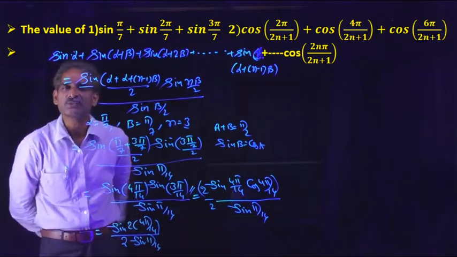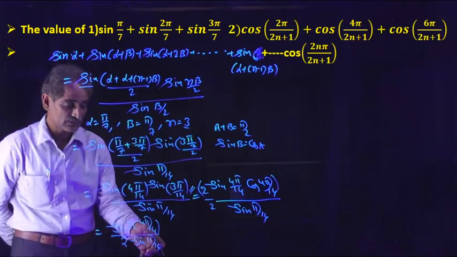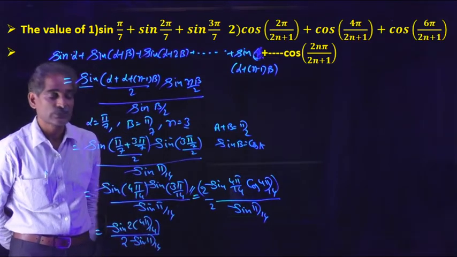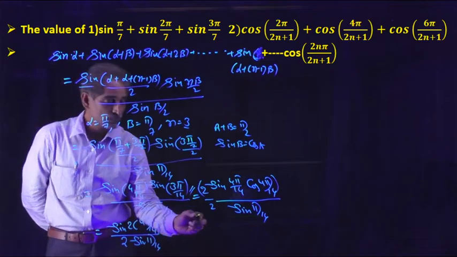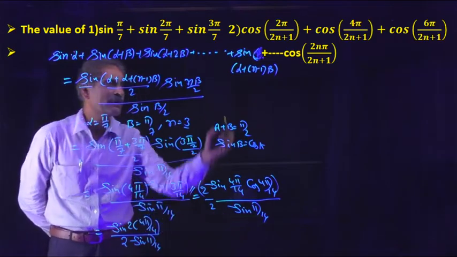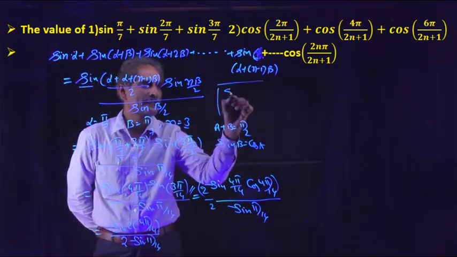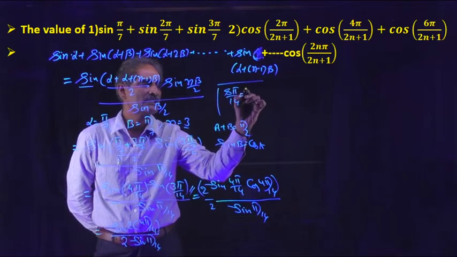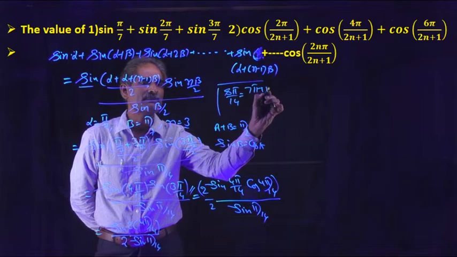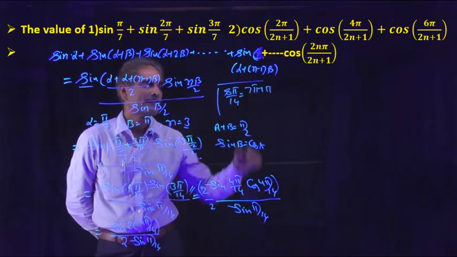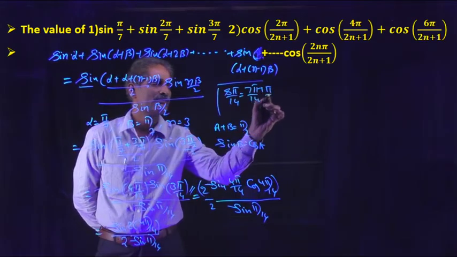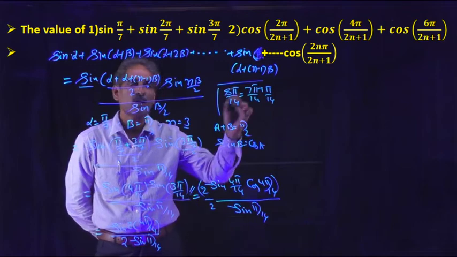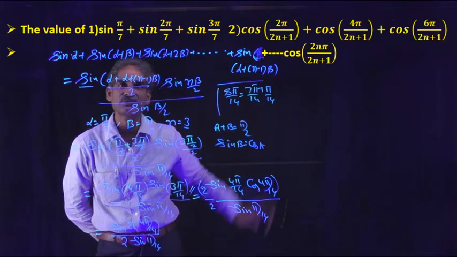Here 8 pi by 14 is there. How can we express 8 pi by 14 in terms of pi by 14? So 8 pi by 14, we can write as 7 pi plus pi by 14. This is how to express 8 pi by 14 in terms of pi by 14.